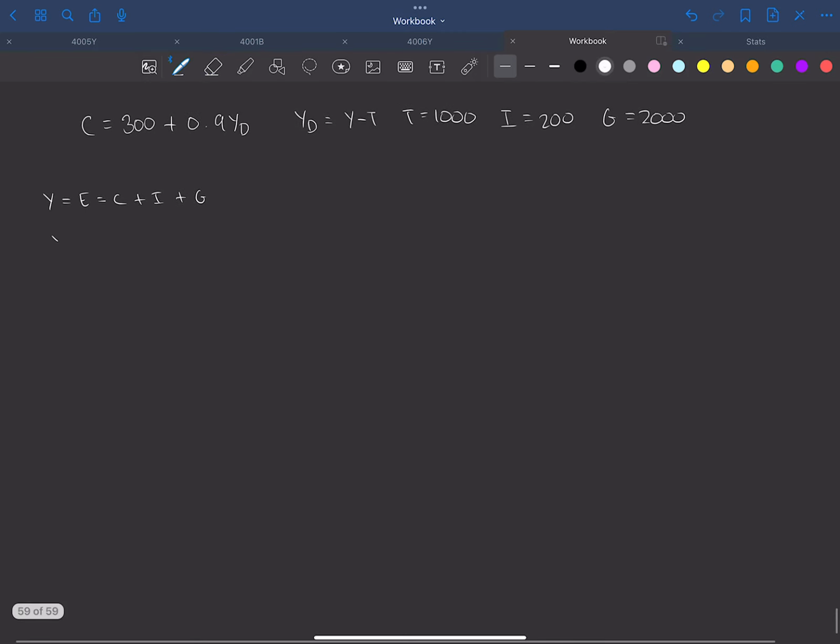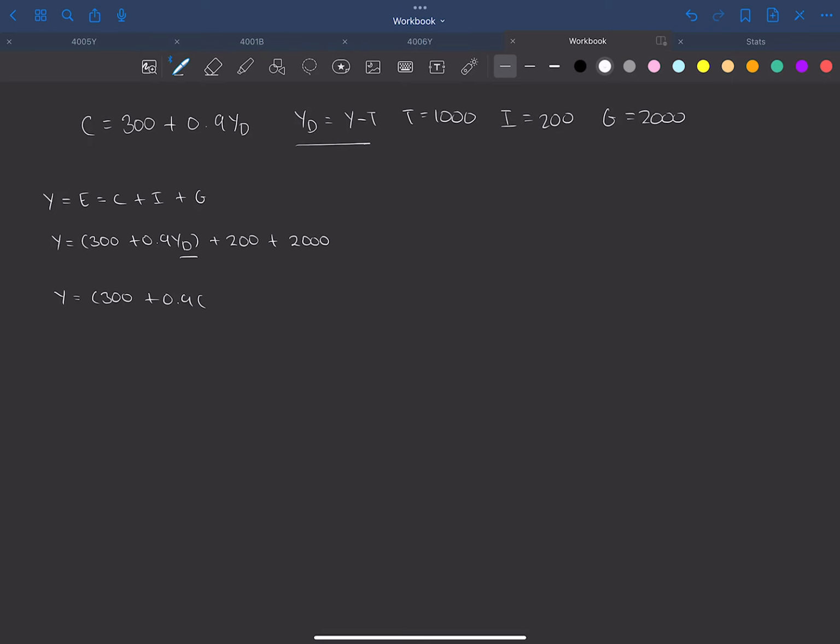Okay, so we have Y then equals E, because E equals all this, so you'd have to write E again, equals C. C is given in the question, plus investment, which is 200, plus government expenditure, which is 2,000. All easy stuff, right? This is another case of looking at what your question gives you, seeing that we actually have what YD is. We don't need to do any extra work, right?